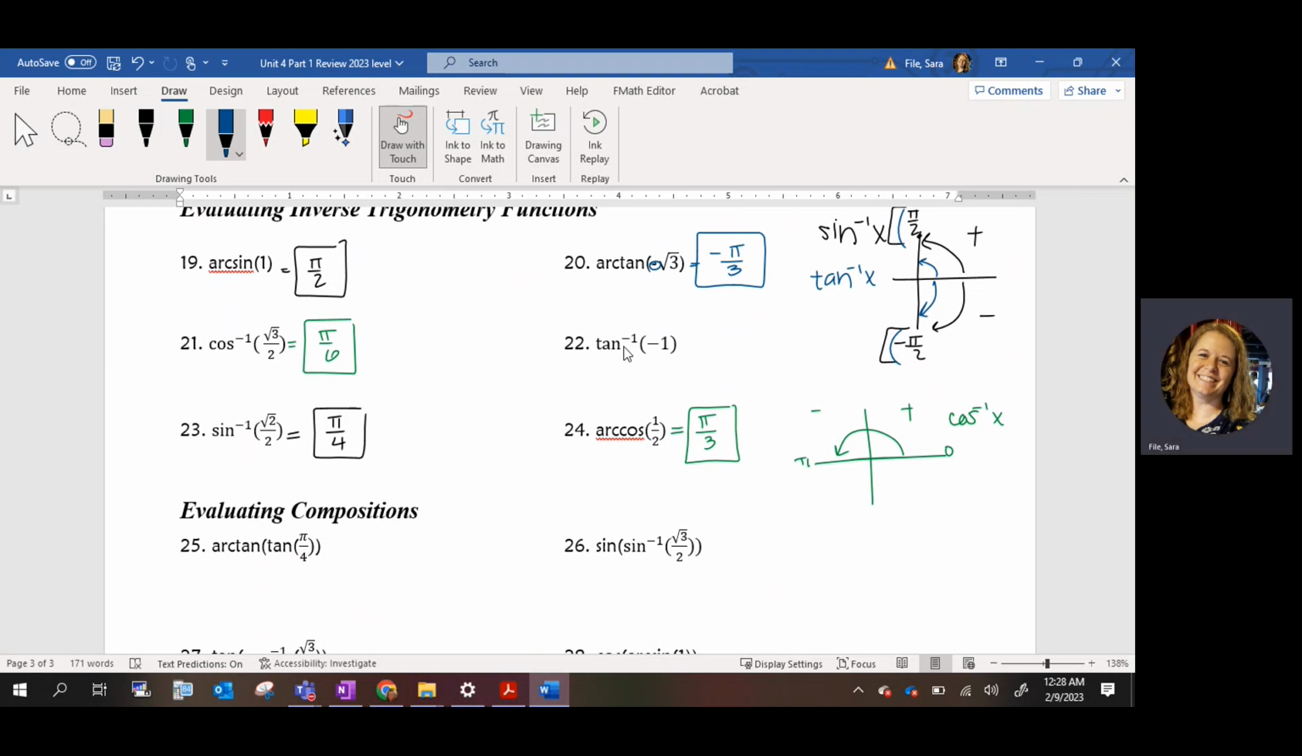And then arctangent or inverse tangent of negative 1. So where is tangent, again, negative? So that's again quadrant 4. Tangent is -1 at pi-4ths reference angle here. So that's -pi-4ths.